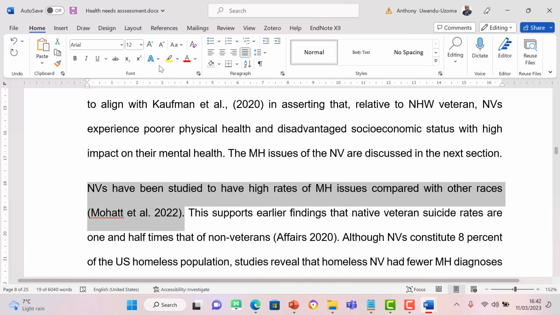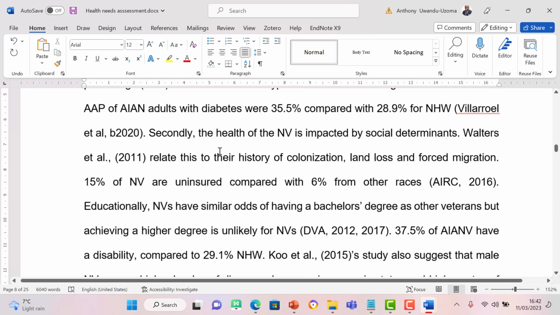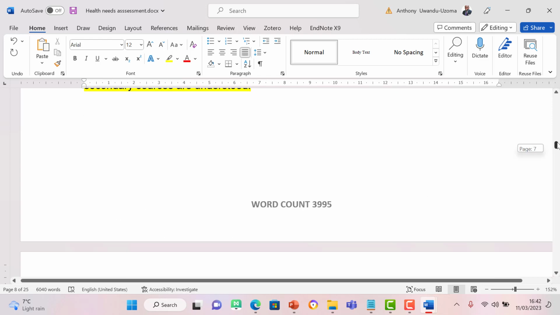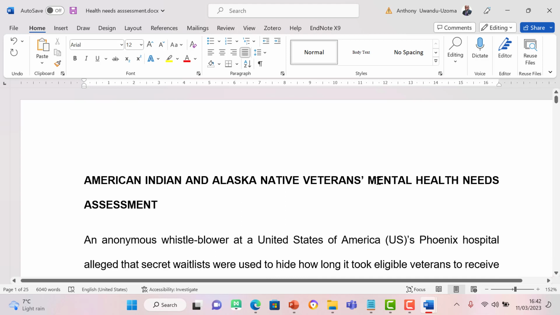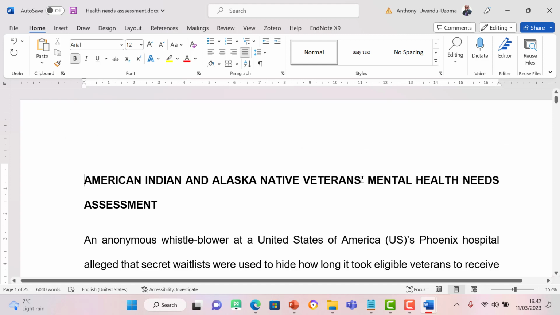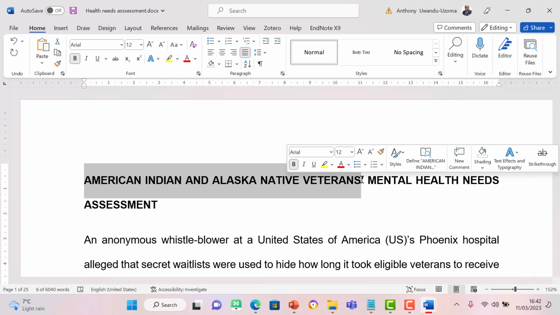Now, I want to highlight something that is very, very important. Even though the title of this health assessment is looking at mental health needs, you're not going to go straight to the mental health needs. You're going to look at this population, this American Indian Alaska Native one. What are their general health needs first? How did you know that mental health is the one that you want to write? That is what you want to show the marker of your paper, or the marker of your presentation. How did you know that mental health needs is very, very important?